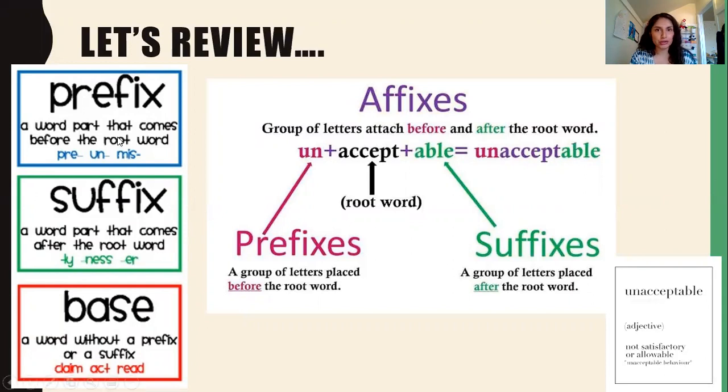Let's review some other terms. A prefix is a word part that comes before the root word, before the base word. In this instance, the prefix is un, and it comes before the base word. A suffix is a word part that comes after the base word. In this instance, it is colored green, and it is the suffix able. The base word is also known as the root word, and this is the word that's usually on its own without a suffix or a prefix.